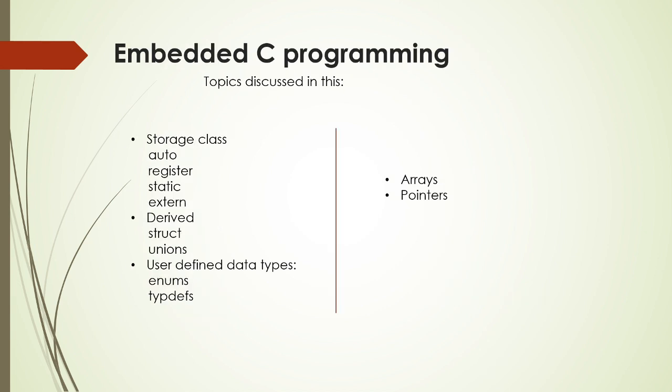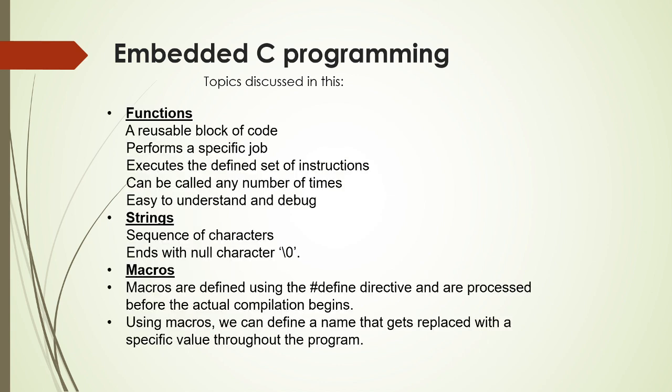And then storage class. In storage class we have auto, register, static, and extern. And then derived, and in derived we have struct and unions. And then user defined data types, where we have enums and typedefs. And then arrays and pointers. And we have discussed functions.